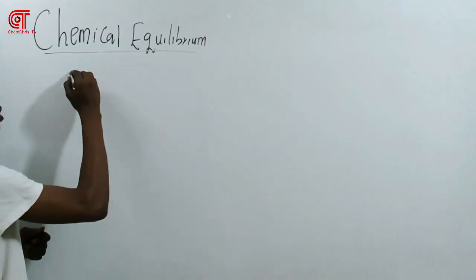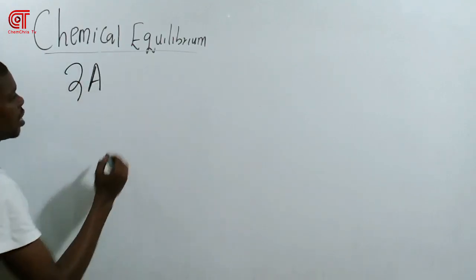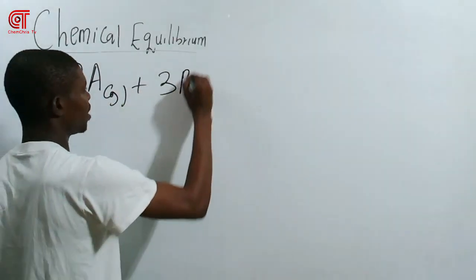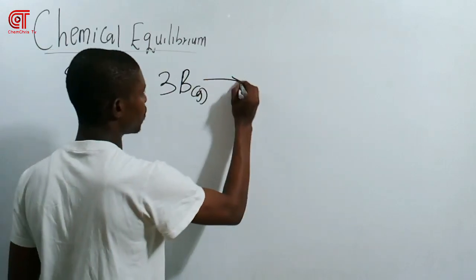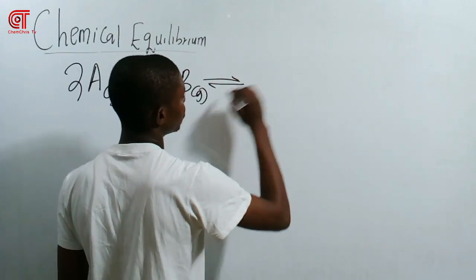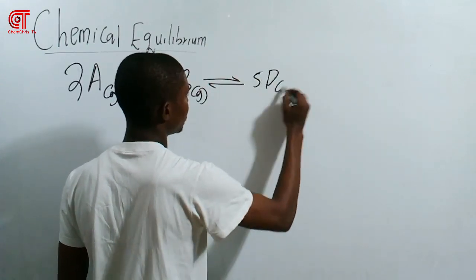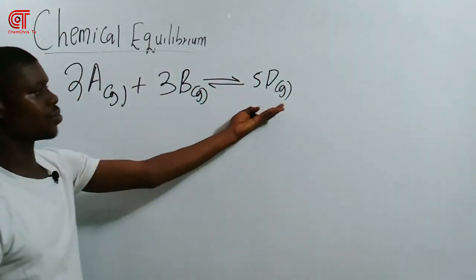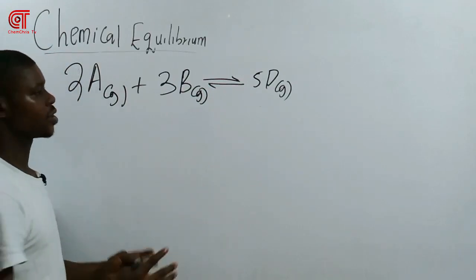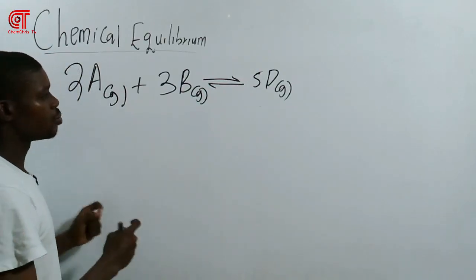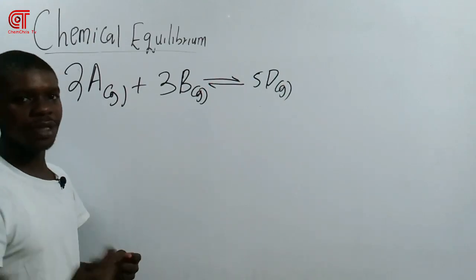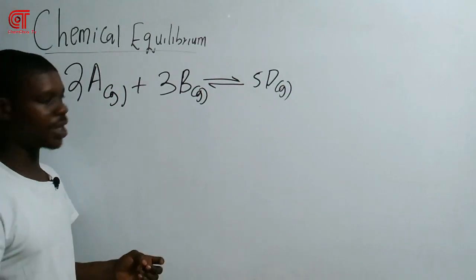For example, if you have something like this: 2A gas plus 3B gas, forward and backward reaction, 5D gas. You shall be asked to write the equilibrium constant expression for this reaction. At first, for every reaction you are given, you must check if the reaction is balanced. If the reaction is not balanced, you must try as much as possible to balance it. You get?